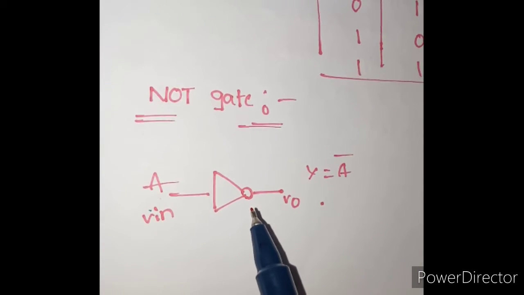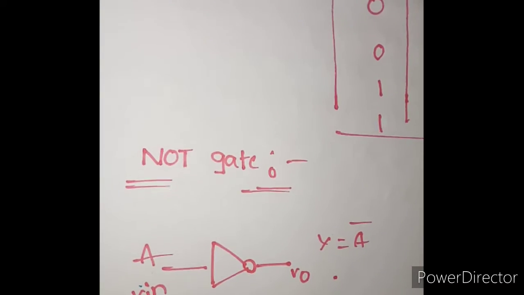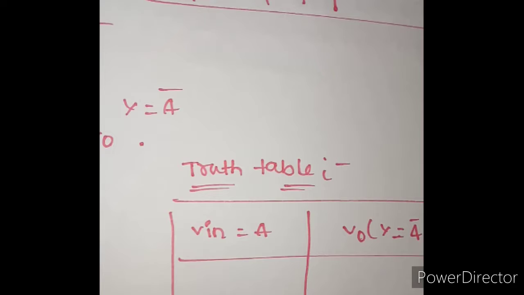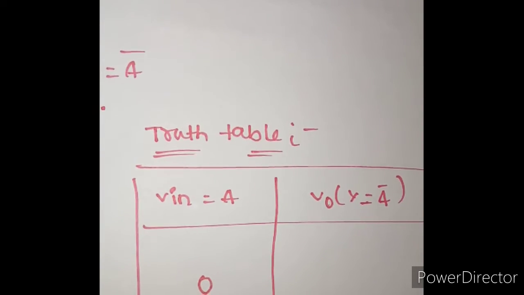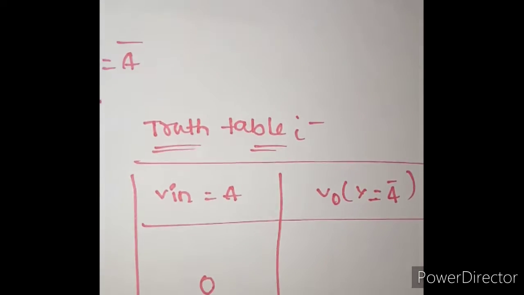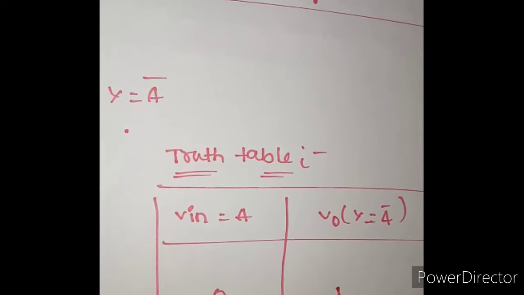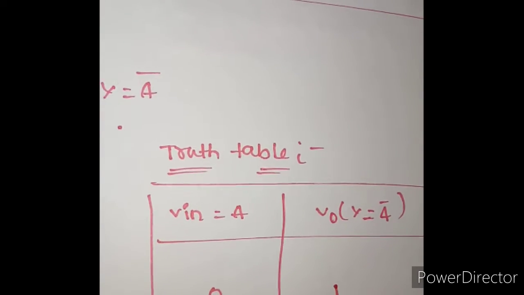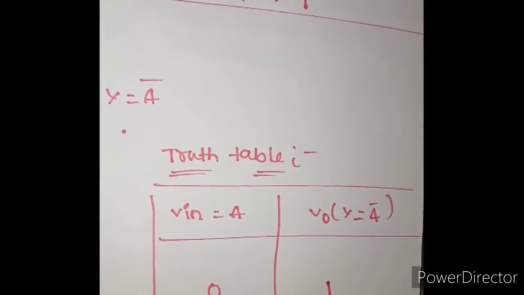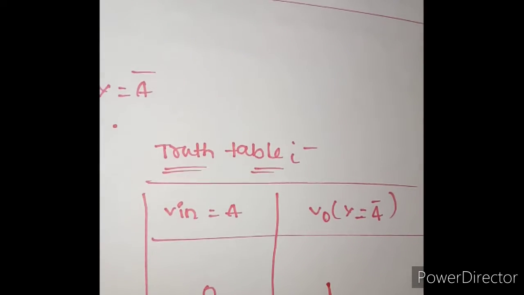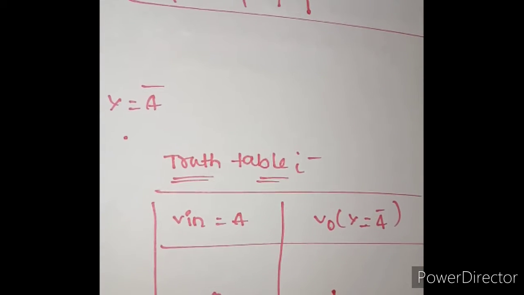See here. Coming to the truth table explanation of a NOT gate, see here, when the input Vi is low, then the output is high. The output is the complement of the input, that means 0 complement is 1. The same thing, when the input is high, the output is 0. 1's complement is 0. This is the truth table of a NOT gate.